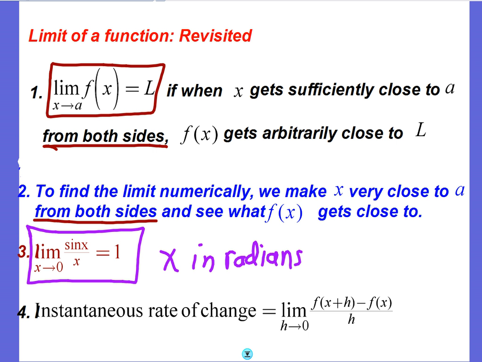And so after we have studied limits, we would be able to find the instantaneous rate of change by just taking the limit as h approaches 0 of f of x plus h minus f of x, divided by h. That's the limit as h approaches 0 of the average velocity, or average rate of change. So the limit as h approaches 0 of average rate is instantaneous rate.